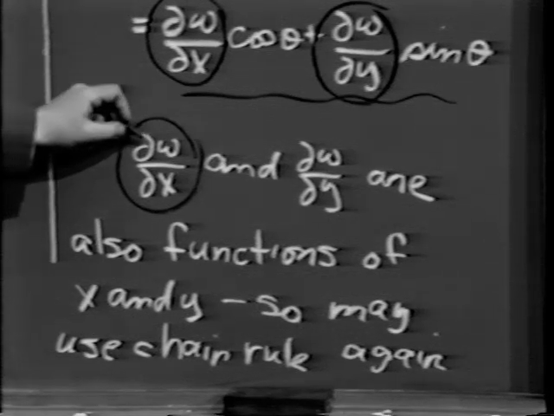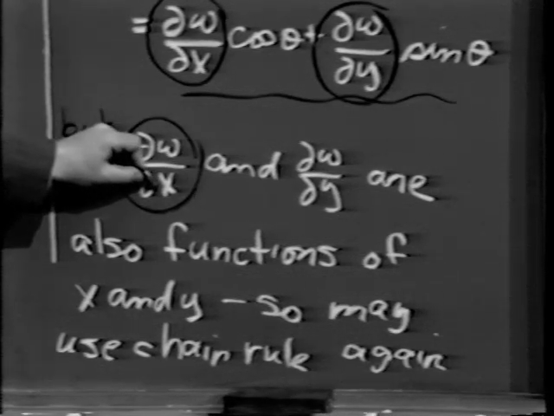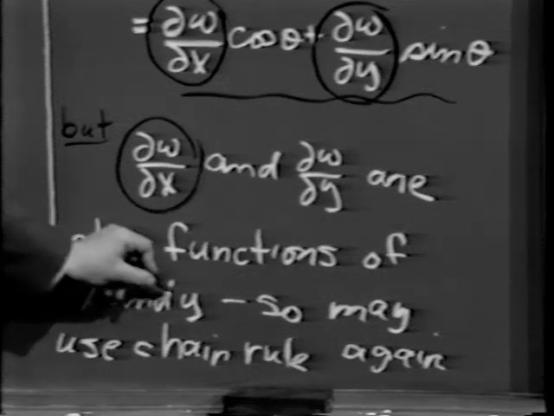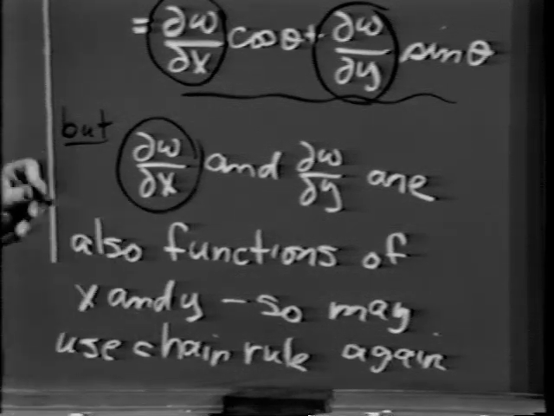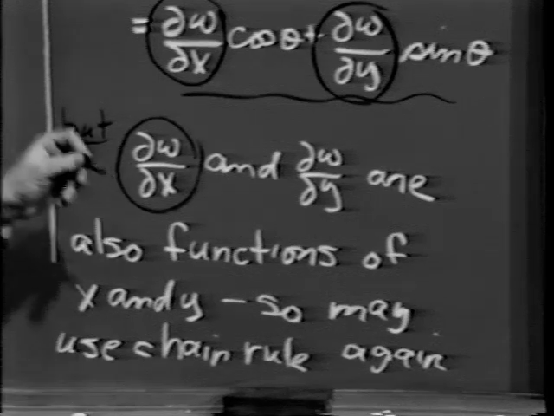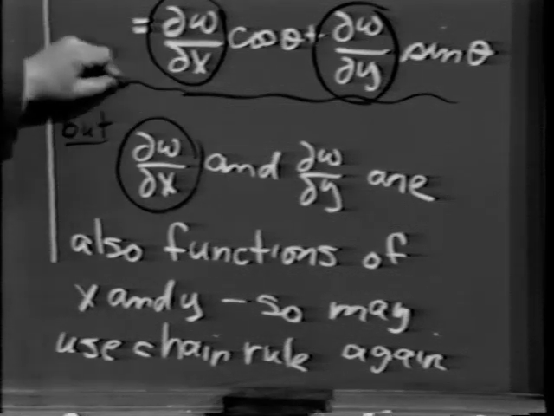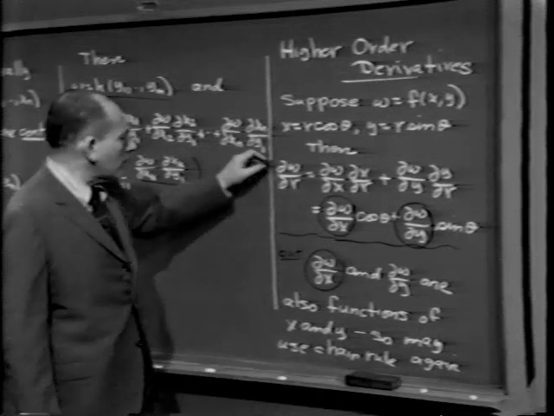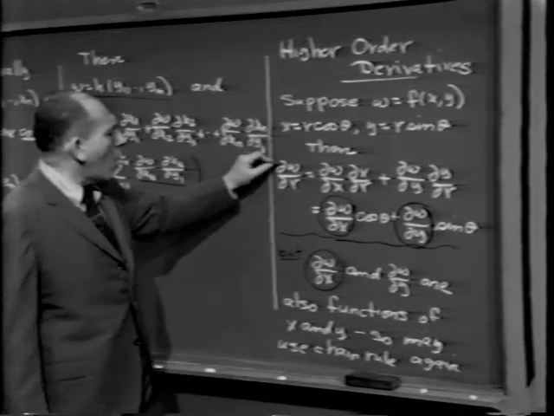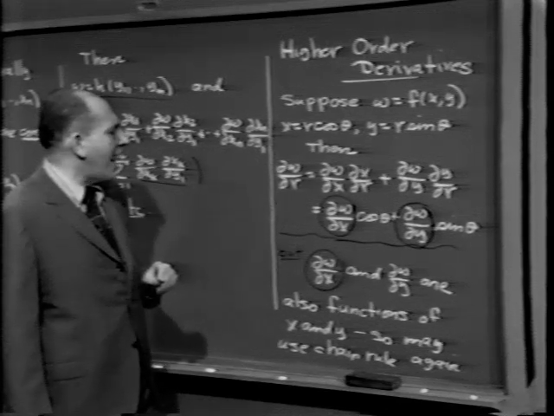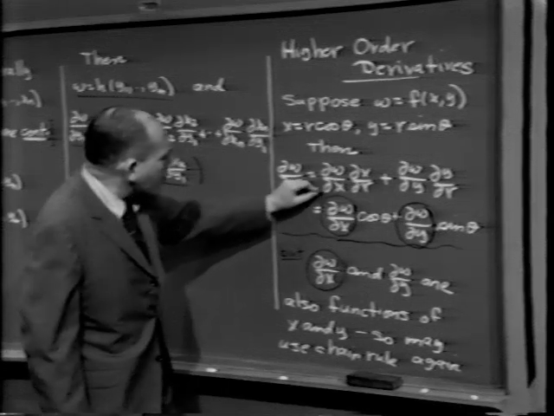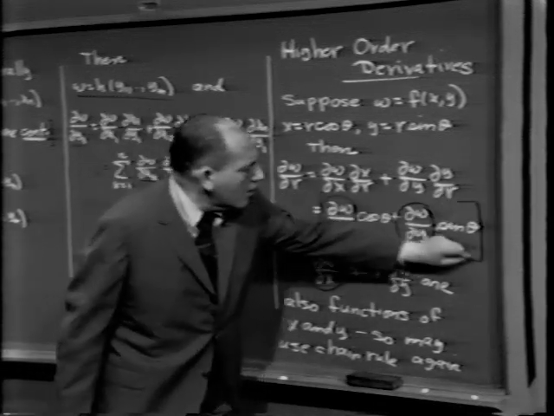And so what we're saying is that if the partials of W with respect to x and with respect to y also happen to be continuously differentiable functions of x and y, we could, if we wished, use the chain rule again. In other words, suppose in the particular problem I was dealing with, it wasn't enough to know the partial of W with respect to r. Suppose, for example, I wanted the second partial of W with respect to r. Well, obviously, that simply means take the partial of this with respect to r.